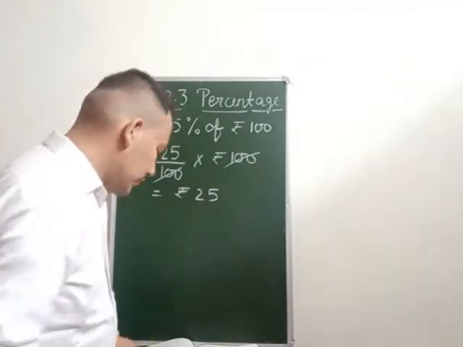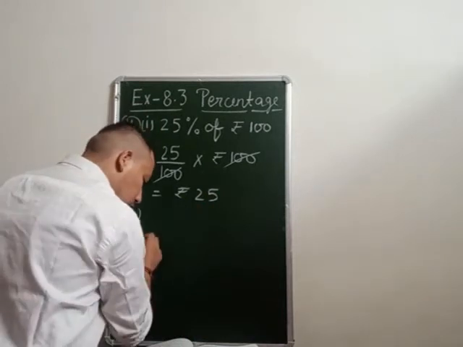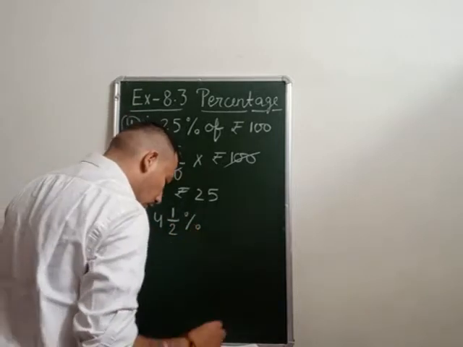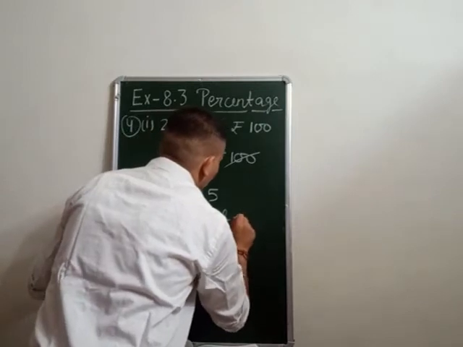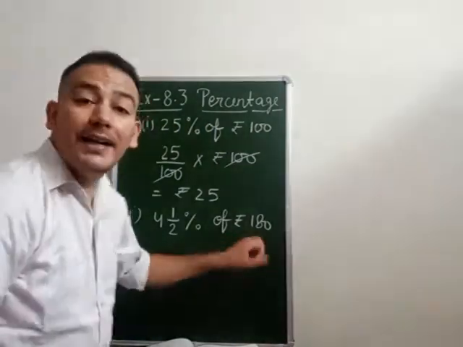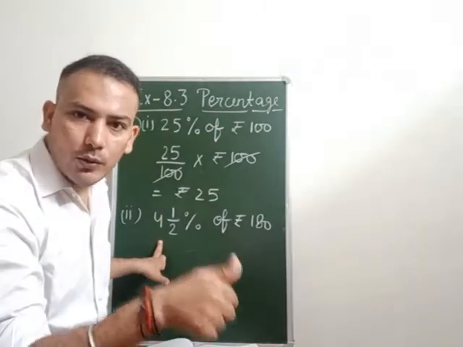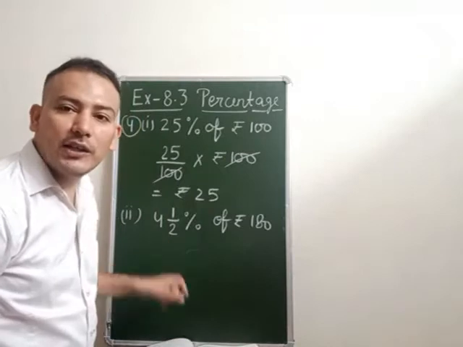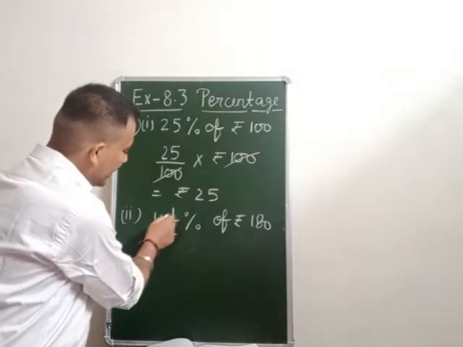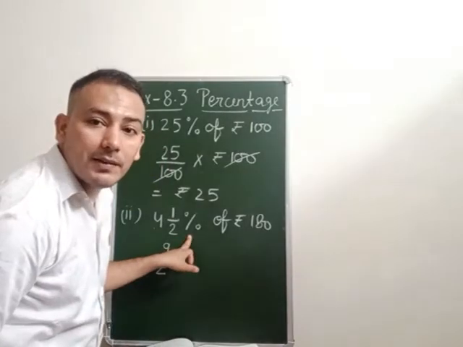Okay. Now see one more question. The second question is 4 whole 1 upon 2% of rupees 180. First, we are going to change this mixed fraction into an improper one. How can we convert? 2 4s are 8, 8 and 1 is 9 upon 2. And when we remove the percent sign, what will happen?